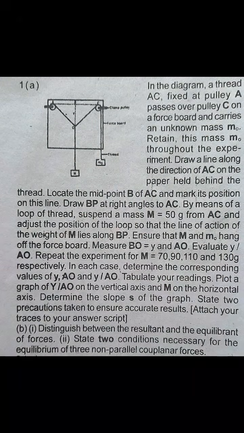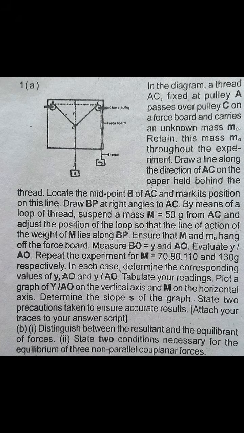In the diagram, a thread AC fixed at pulley A passes over pulley C on a force board and carries an unknown mass m0. You have a thread, as you can see, and the pulley on the left is fixed, and that's pulley A. Then a thread passes through that fixed pulley to pulley C, which is on your right, and that pulley C is not fixed. It can move, it can rotate, so it can allow the thread on it to adjust.